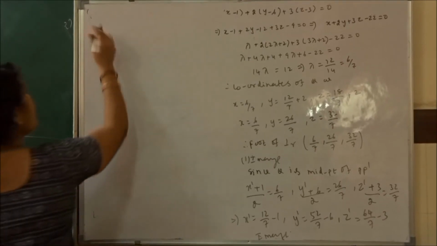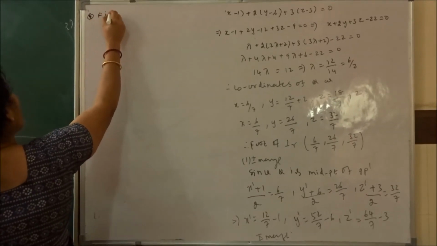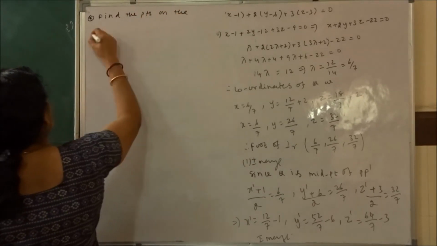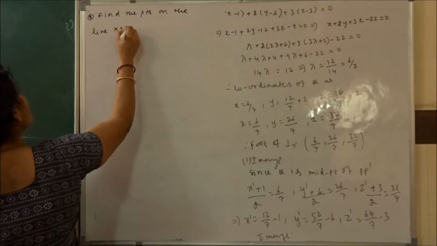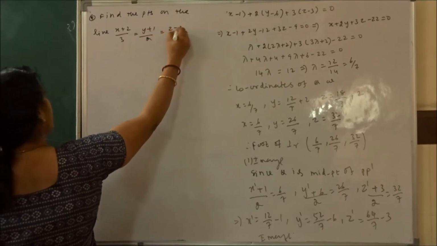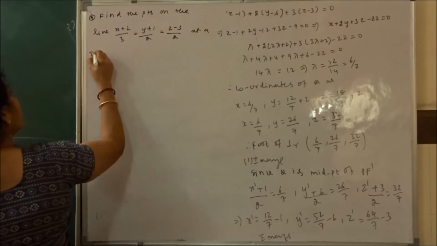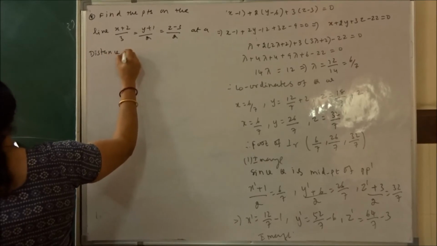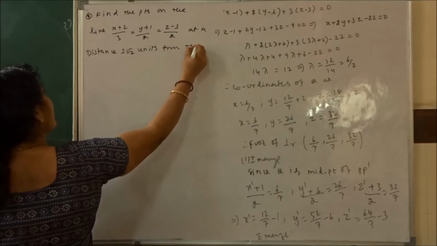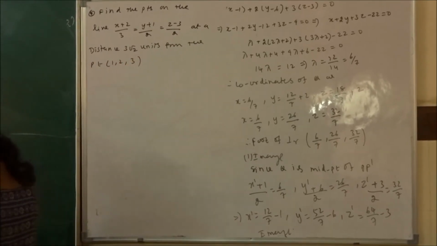Now see, another most important question. This is also a board question. Find the points on the line, which they have given as (x plus 2) upon 3 equals (y plus 1) upon 2 equals (z minus 3) upon 2, at a distance of 3 root 2 units from the point (1, 2, 3). Another most important question.